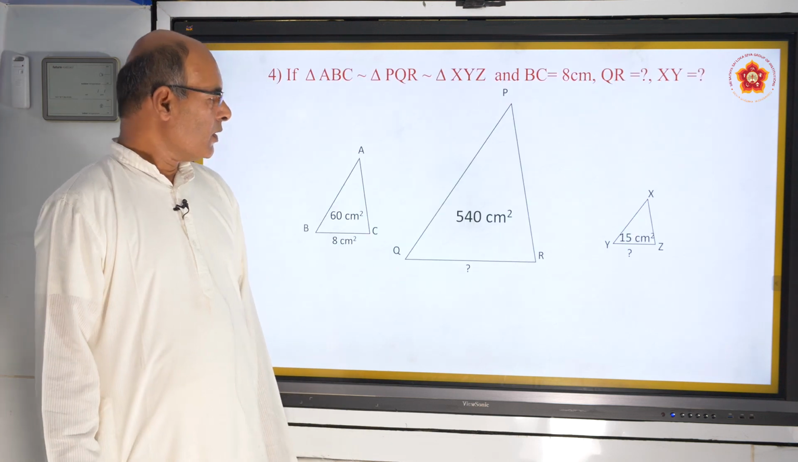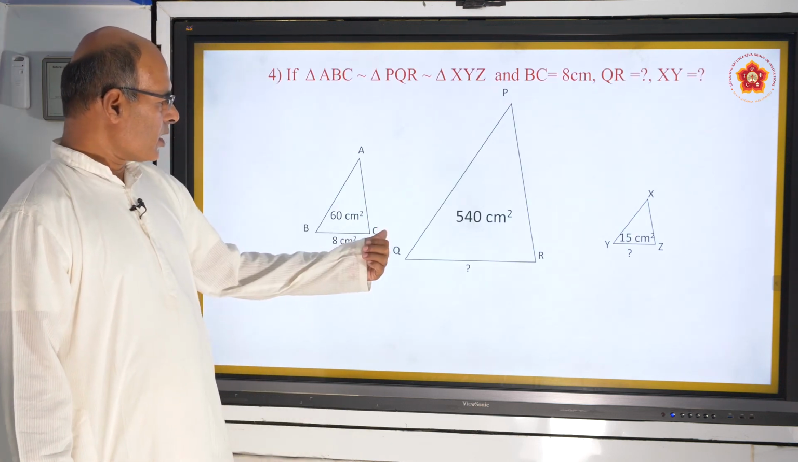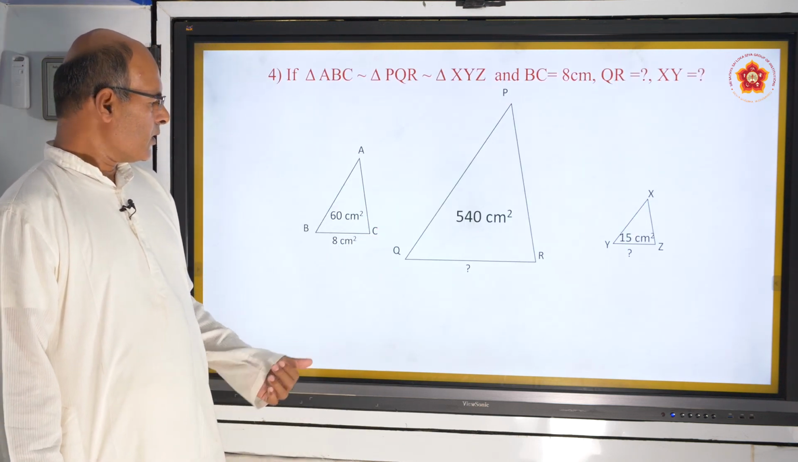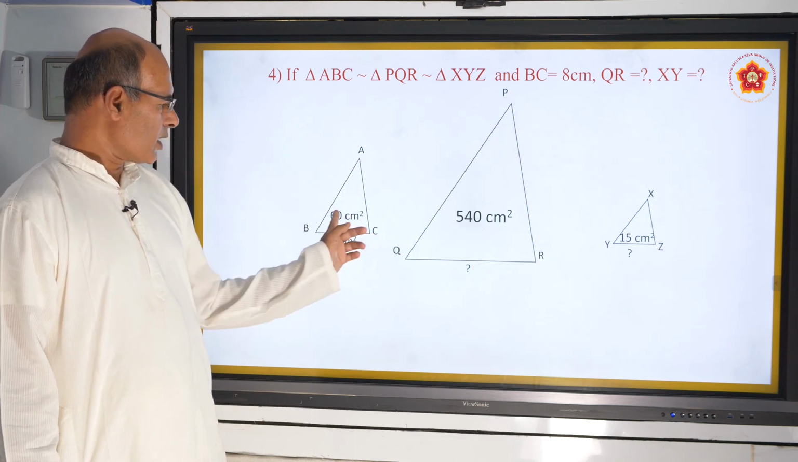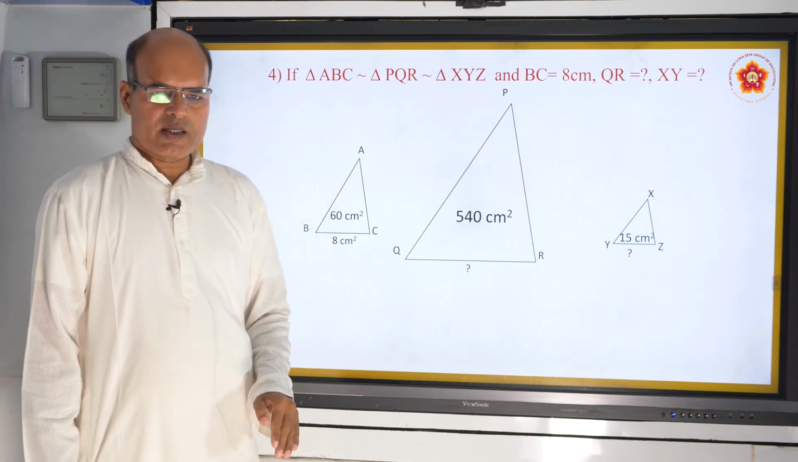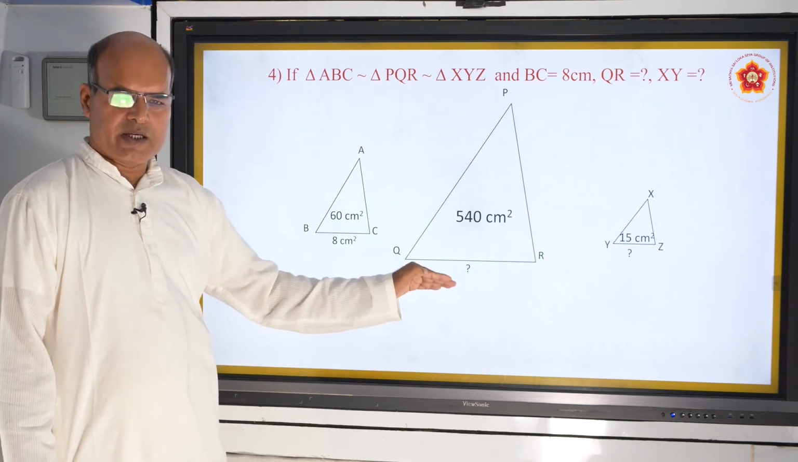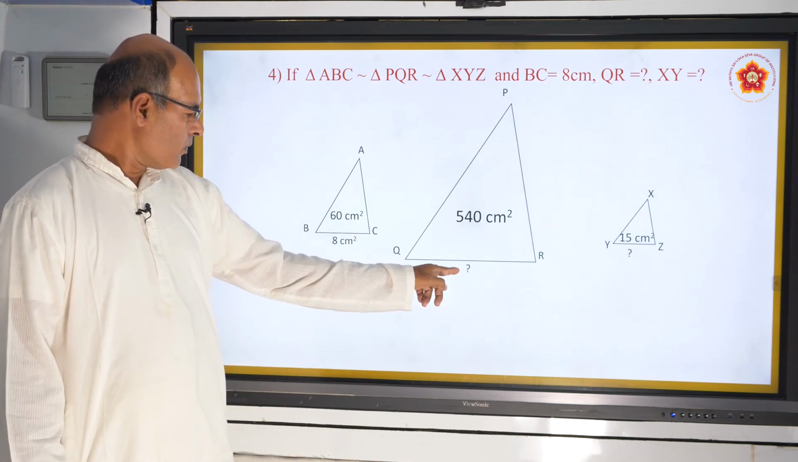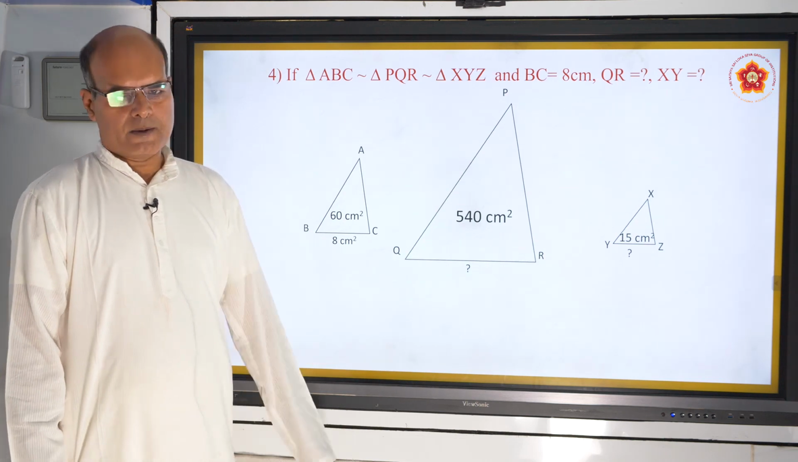Dear students, so this is the question asked in the beginning. So now you can find out. These two triangles are in the ratio 1:9. Therefore, their corresponding sides are in the ratio 1:3. So 8 3s are 24. Here QR is 24 centimeter.